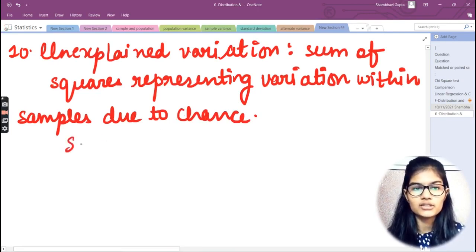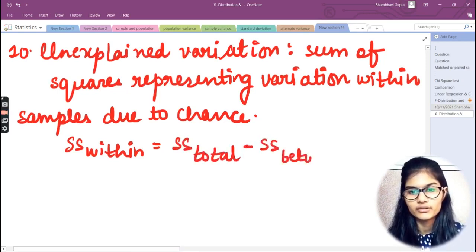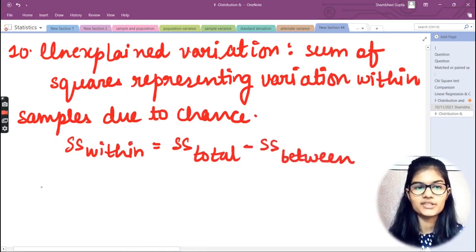So what's the value for that? It is SS within. Sorry, it's not width, it's within. So SS within is equal to SS total minus SS between. Right? So this is done.